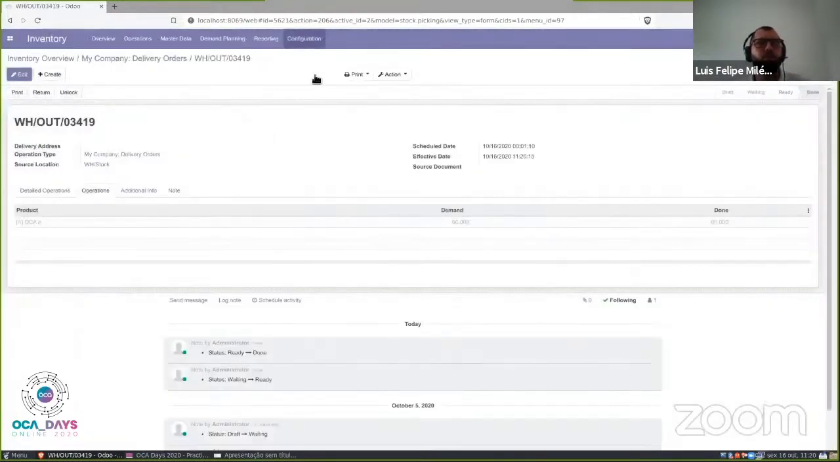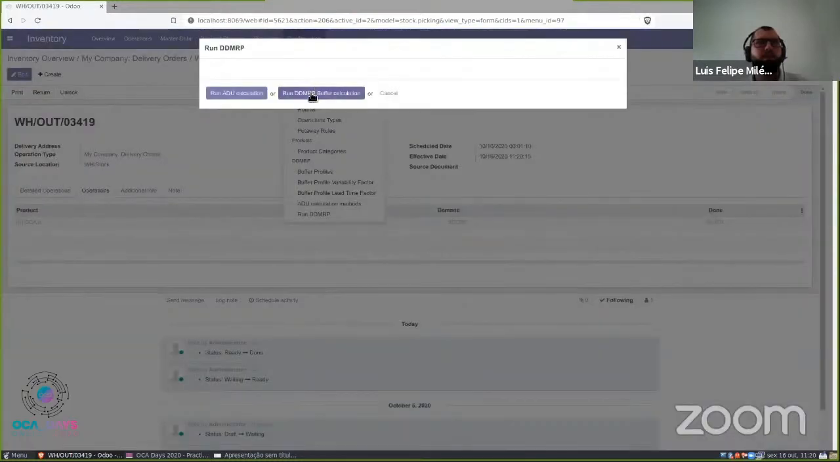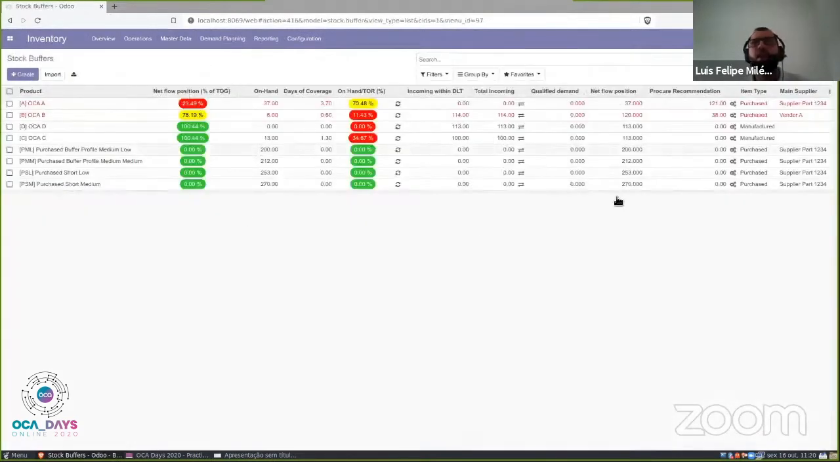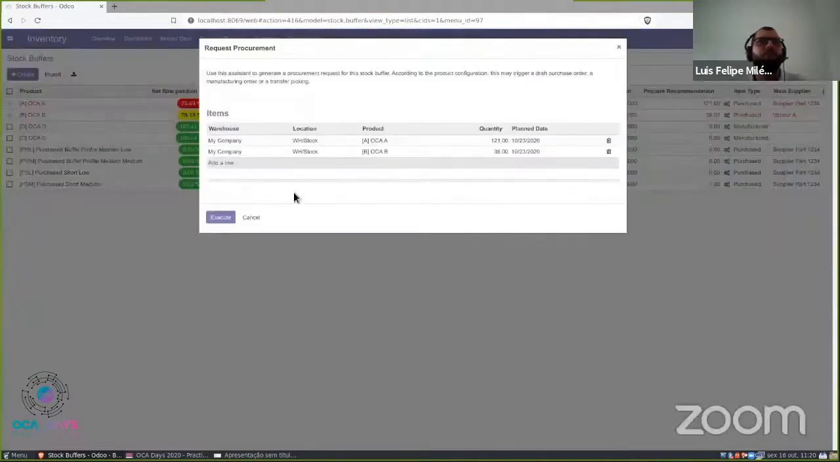If we run the DDMRP again, we're gonna see some very nice information. We're gonna see that the on hand is decreased again, and we have the procurement recommendation of these items that has changed, and we can go here, select the products, and run the request for procurement.